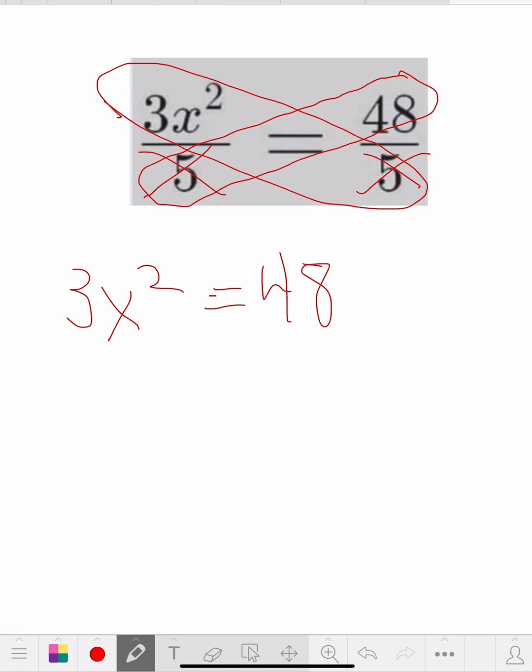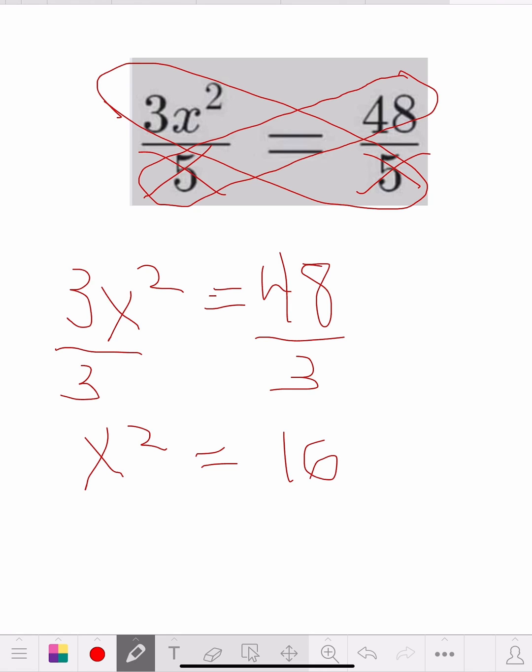Now, what will we do to solve for x? We got to get rid of this 3. So we divide each side by 3. So we get x squared equals 48 divided by 3, which is 16. Okay, so now what do we do? We got to get the x by itself.